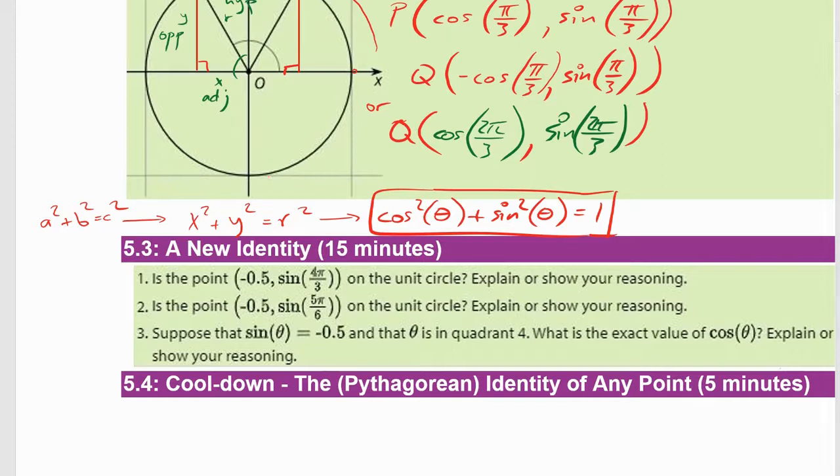Okay, so let's look at a new problem. Using what I just gave you, is the point negative 0.5 comma sine of 4 pi over 3 on the unit circle? I want you to use this Pythagorean identity and see if you get a true statement for that coordinate.